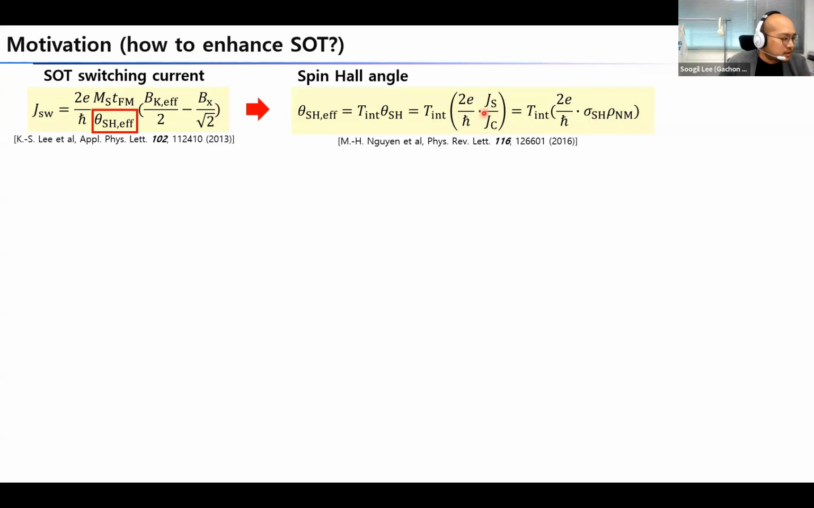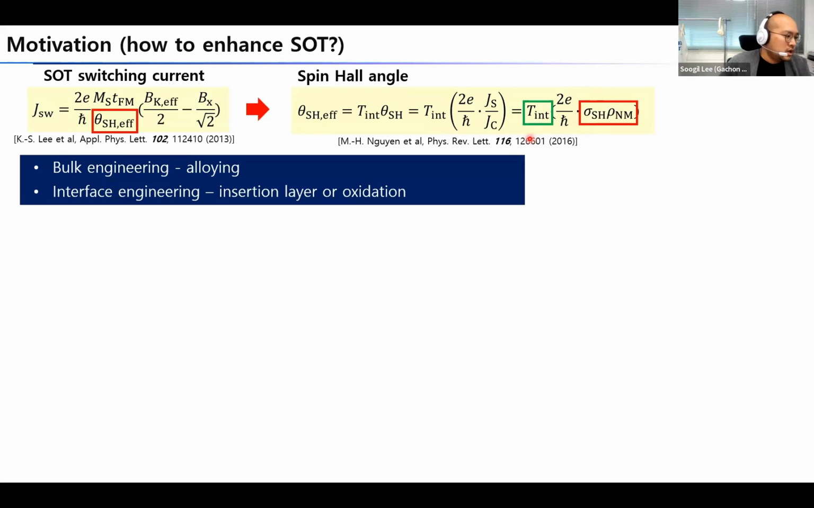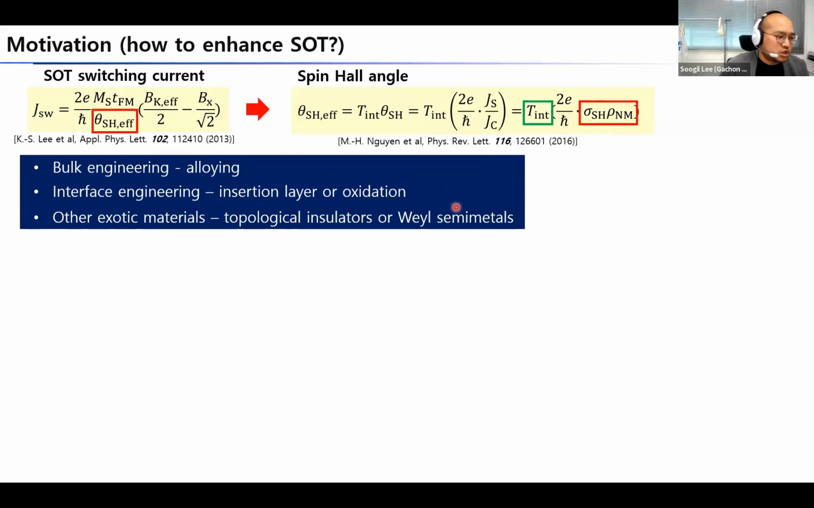How to do it? For this red box, bulk engineering is one option, such as alloying between various materials. Next, we can control the interface property. Interface engineering also provides a good way to enhance the effective spin Hall angle. And of course, searching for other exotic materials such as topological insulators and Weyl semimetals can provide us a good solution to enhance this effective spin Hall angle.